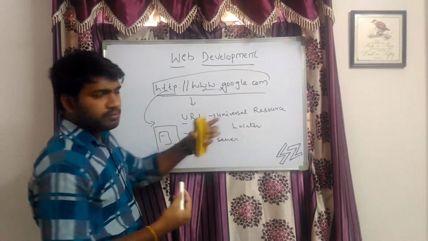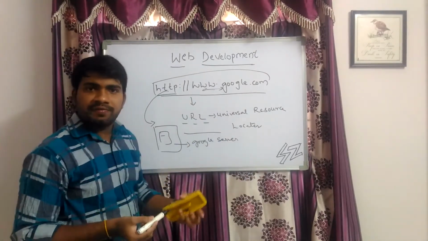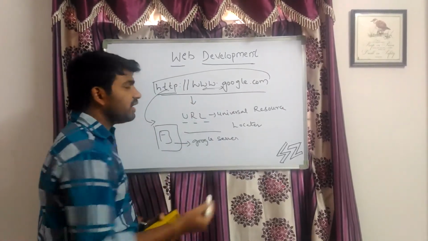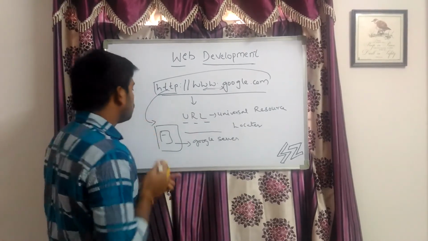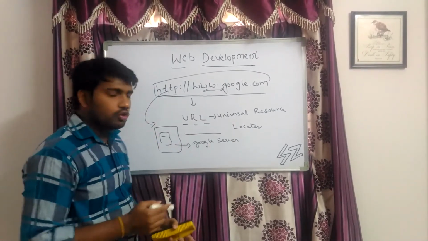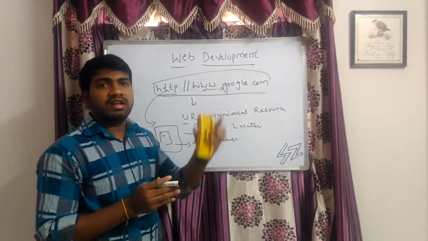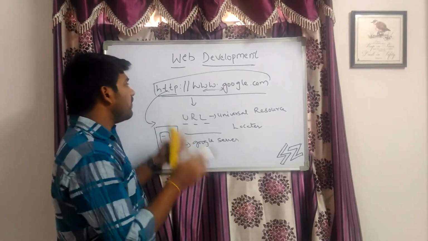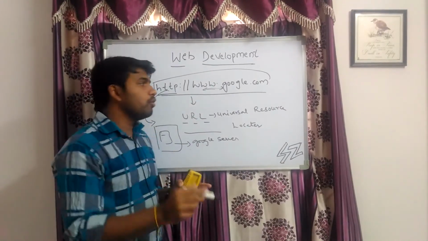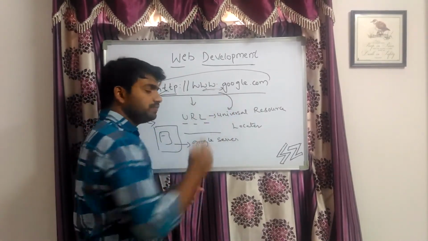Similarly, if you take facebook.com, you know Facebook is developed in PHP, right? All the related files of the Facebook application can be seen on the Facebook server. So all the project files and web application files are stored on the server. Now when the user enters that URL, the request goes to the server.